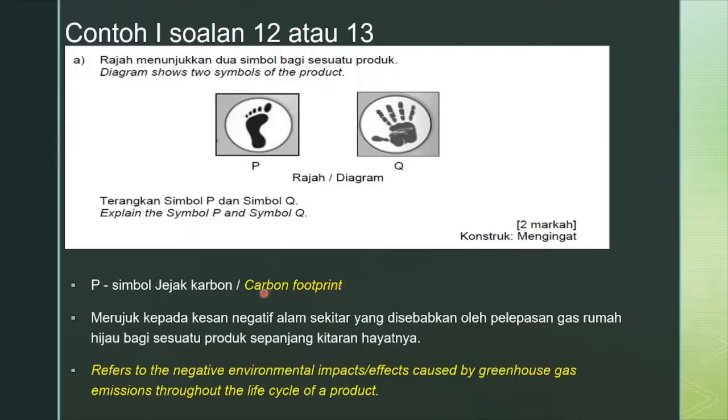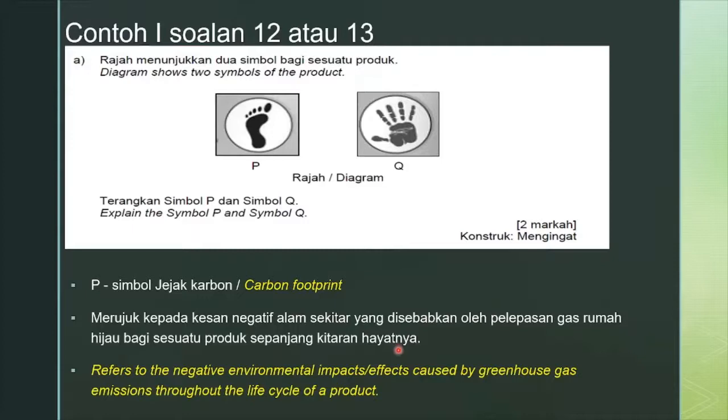Kalau anak murid tidak menggunakan nama dan terus menggunakan simbol P, boleh juga ya, tak ada masalah sebab satu markah ini diberi kepada penerangan dia. Inilah penerangan. Untuk bahasa Melayu ini penerangan dia. Apakah itu simbol P? Simbol P ataupun simbol jejak karbon merujuk kepada kesan negatif alam sekitar yang disebabkan oleh pelepasan gas rumah hijau bagi sesuatu produk sepanjang kitaran hayatnya.